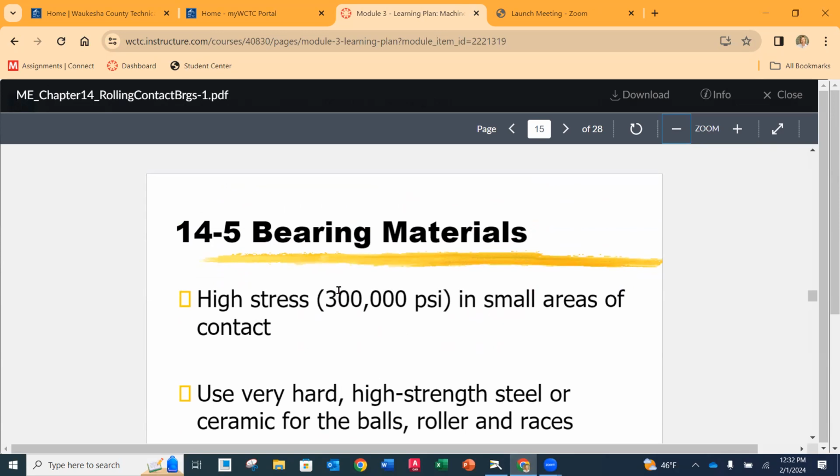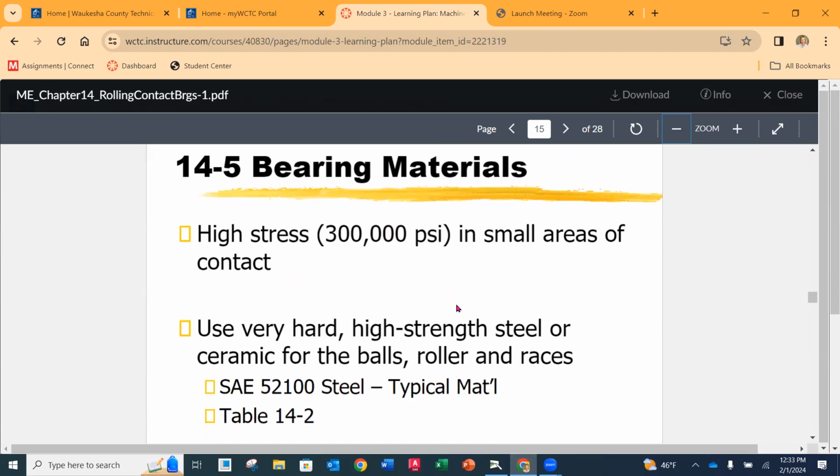Bearing materials, okay? Bearings have to have a very high ability to resist stress because the contact that they have is going to be on very small areas. We need it to be small because we want to minimize the amount of friction we're going to encounter, right? We want to keep that coefficient of friction low, so we don't want a lot of surface contact. That means the materials we pick, because of those loads being concentrated in such small areas, have to be able to take a high stress.